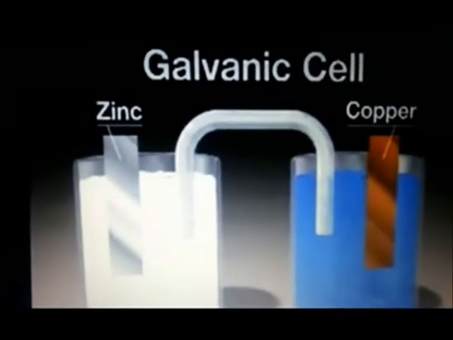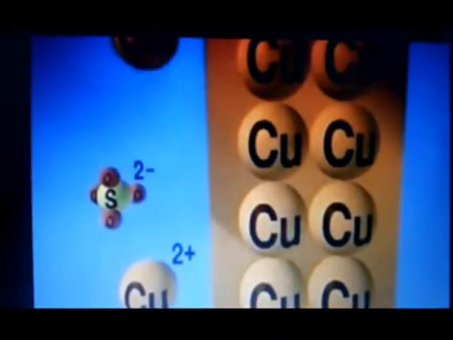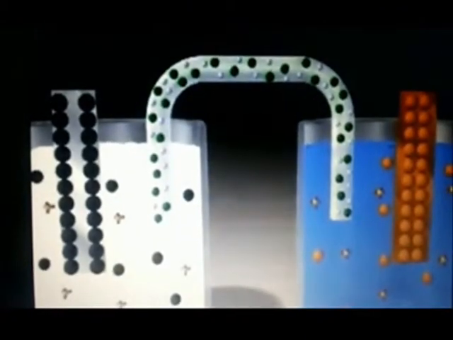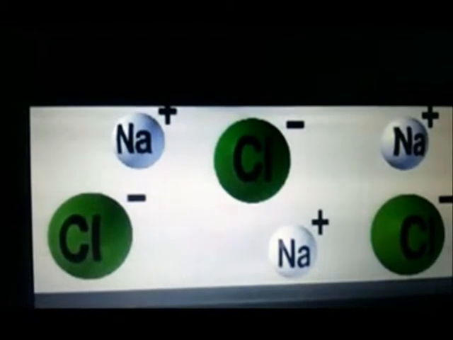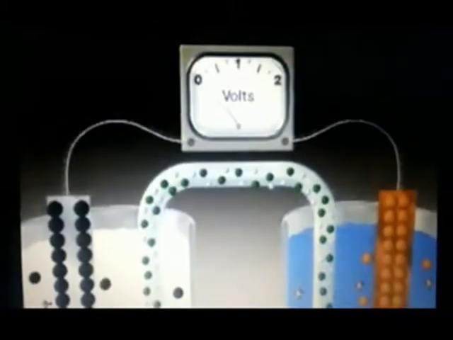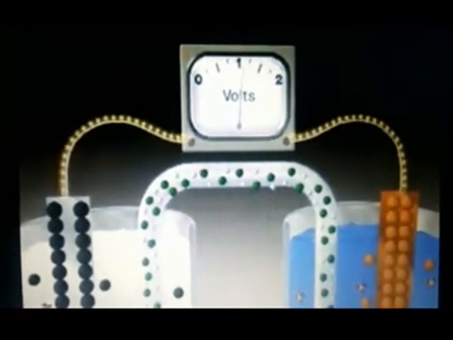This can be illustrated by copper and zinc. The anode is a zinc bar with zinc sulfate solution, and the cathode is a copper bar with copper(II) sulfate solution. The solutions are connected by a potassium chloride salt bridge, and we connect the two electrodes with a voltmeter.